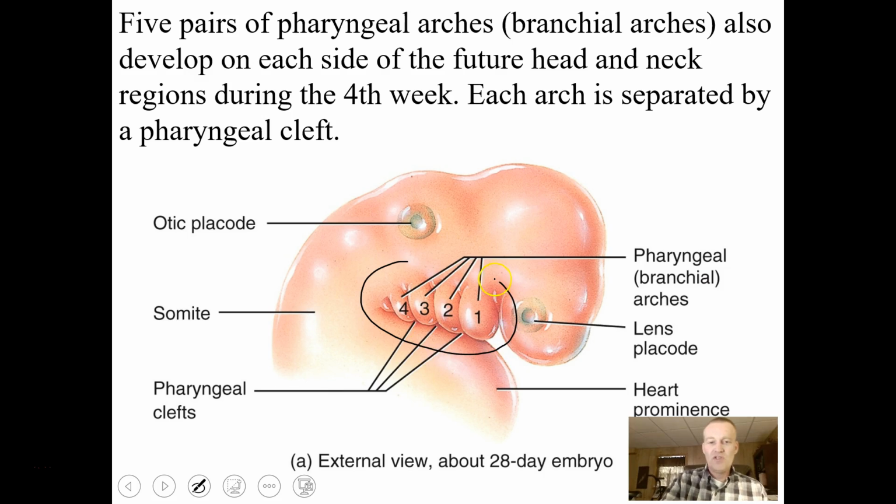So this makes an embryo kind of look funny. It does have these things called pharyngeal arches. These are also known as branchial arches, and they develop on the sides of the head and neck during the 4th week of development. Each arch is separated by a pharyngeal cleft, or space, or a little groove. So parts of your neck and throat are going to be made from these particular structures.